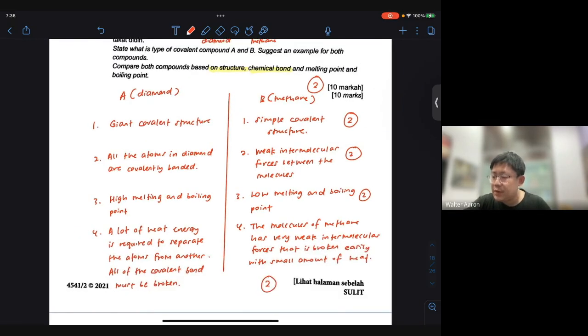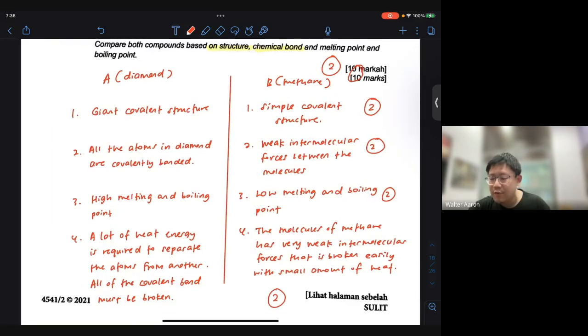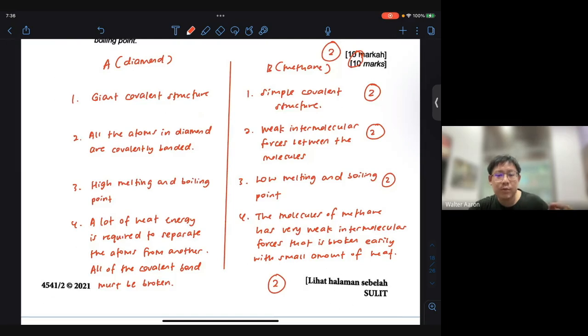So all this comparison will give you 10 marks in total, which in my opinion is actually very easy to get if you know how to explain this in detail. Comparison wise, you just write very short answers, and you can get 10 marks in total already, which is really worth it.